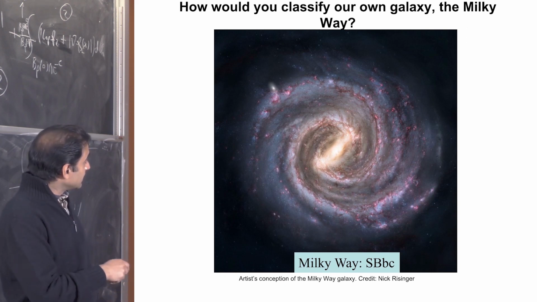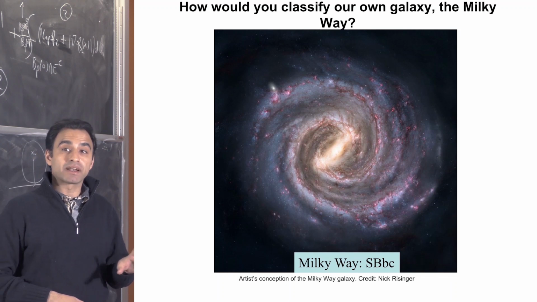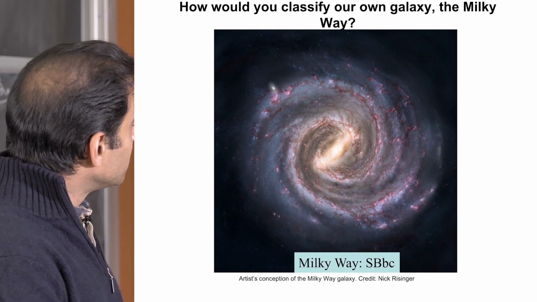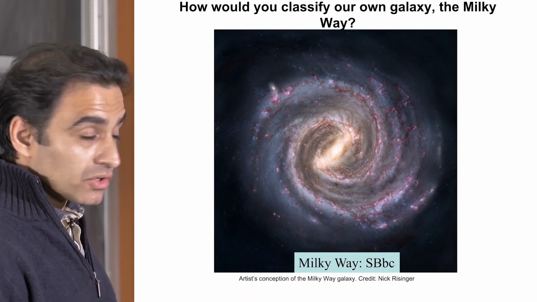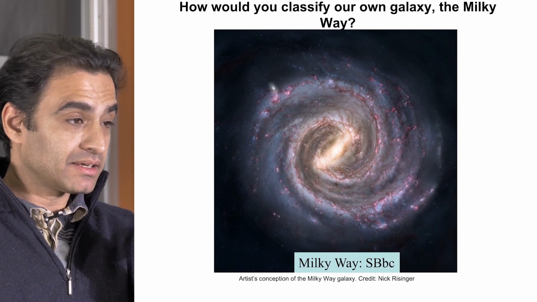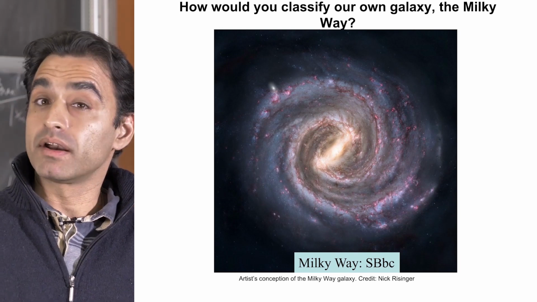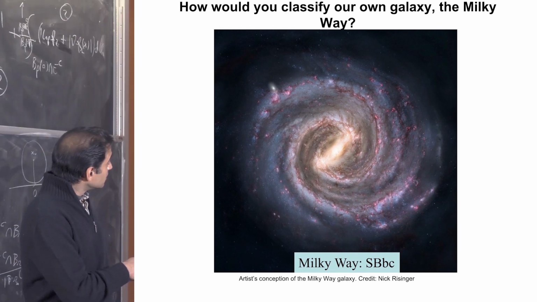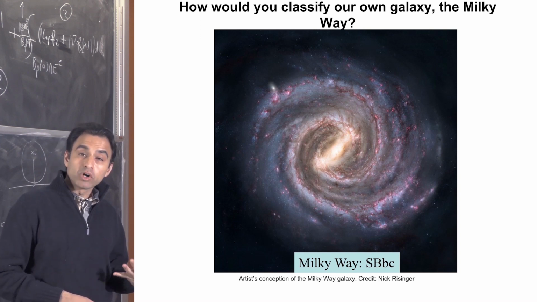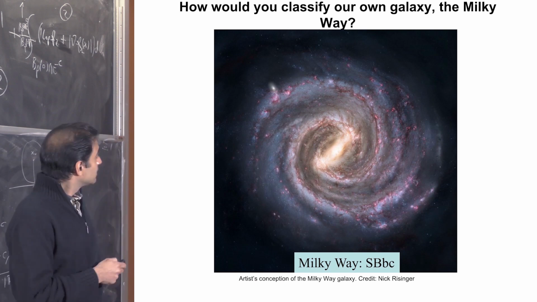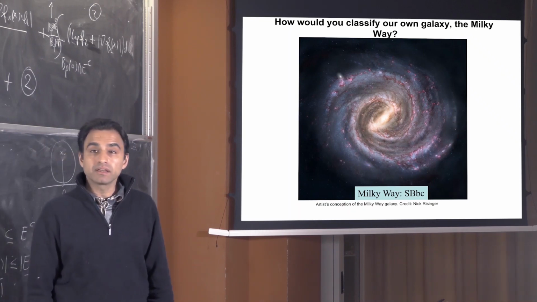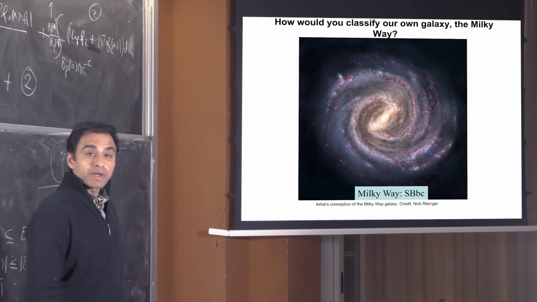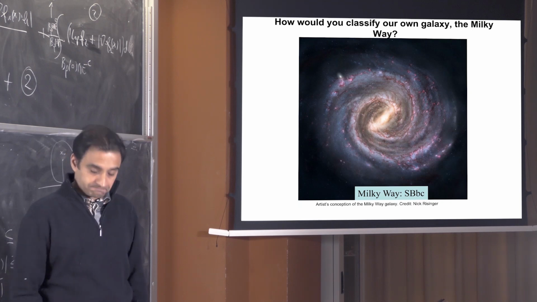This is definitely a spiral galaxy. We do live in a spiral galaxy. Most probably we do have a bar at the center. So it is a capital S galaxy, followed by capital B because there is a bar. Also, the tightness of the winding, I would say, is moderately pronounced. So what that implies is that the Milky Way should be labeled in this way: SBb.